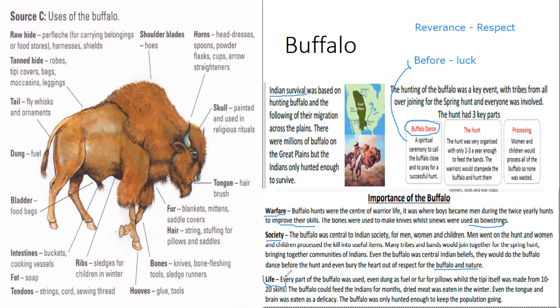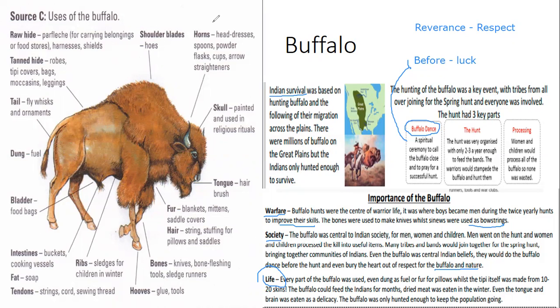The buffalo was really important to everyday life. The dung of the buffalo was used as fuel. The fur was used for pillows. The teepee was made from 10 to 20 buffalo skins. The buffalo could feed the Native Americans for months. Dried meat was eaten in the winter, like a jerky kind of meat. Even the tongue was sometimes eaten, sometimes used as a hairbrush, and the brain was eaten as a treat, a delicacy.